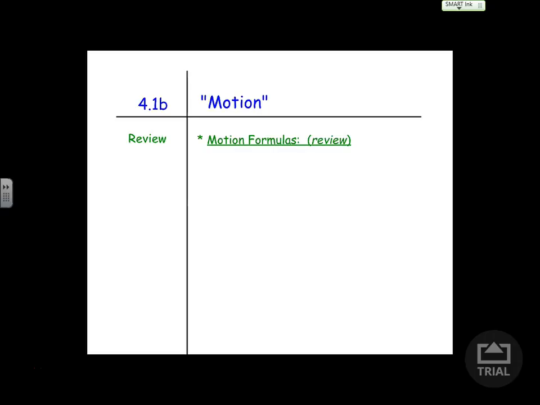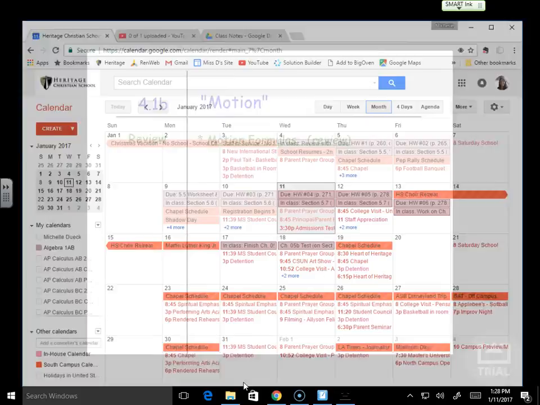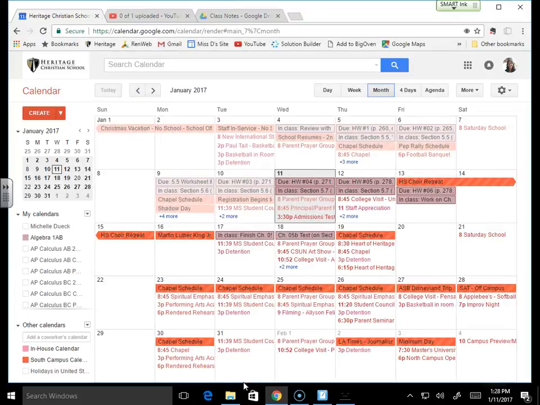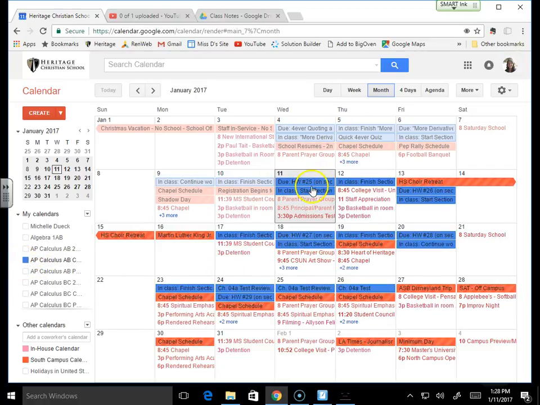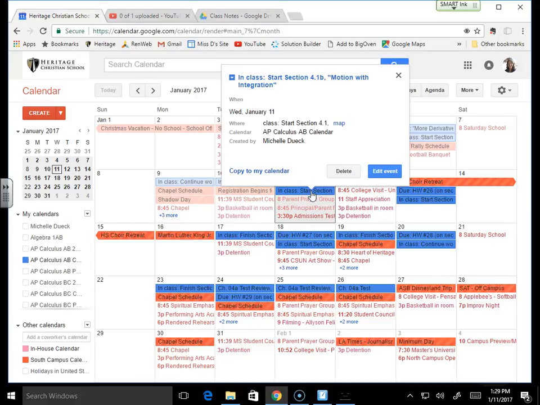Okay. Hopefully you guys have your notes ready to go. But first of all, let's go ahead and quickly peek at our calendar. This isn't you guys. Hold on. Let me get rid of Algebra 1. Let me get AB. So are we on track today starting 4.1b, motion with integration?